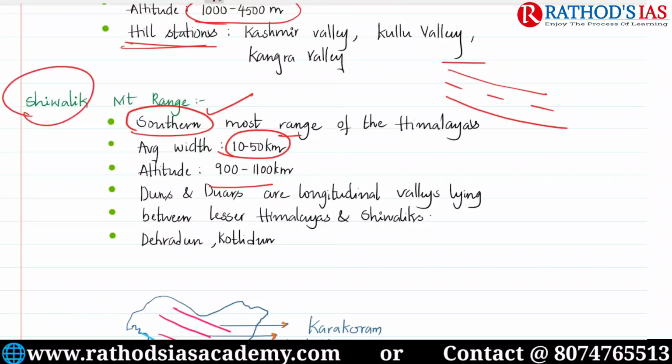And this Shivalik range is very much famous for these dunes as well as duars. So you have to know the difference between these dunes and duars, which I will be discussing in the next lecture. So dunes and duars are longitudinal valleys. And these dunes and duars are mainly present between Lesser Himalayas and Shivaliks. Some important duns are Dehradun, Kotli Dun, etc.